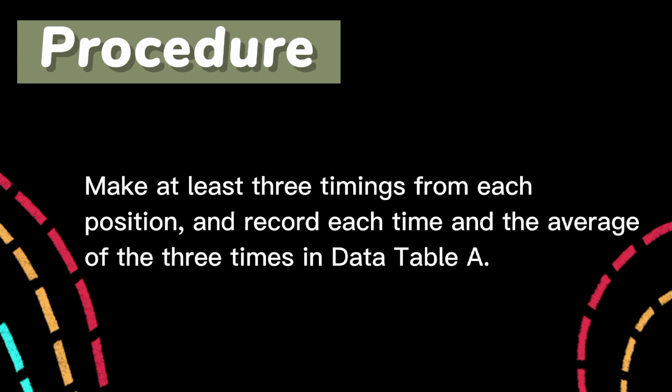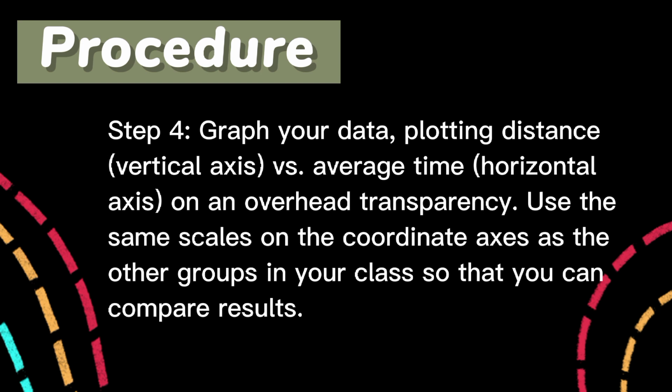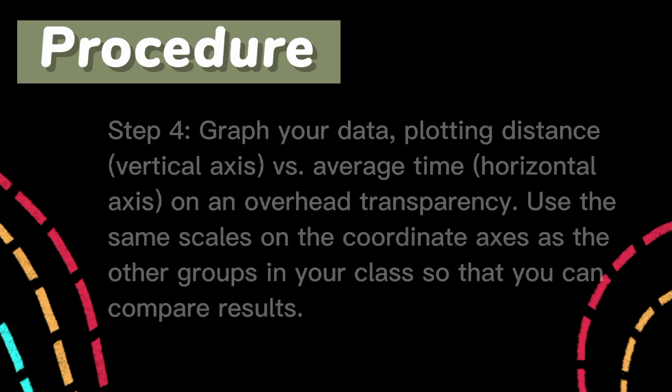Do several practice runs with the help of your partners to minimize error. Make at least 3 timings from each position and record each time and the average of the 3 times in data table A. Step number 4 is to graph your data, plotting distance on the vertical axis versus average time on the horizontal axis, on an overhead transparency. Use the same scales on the coordinate axes as the other groups in your class so that you can compare results.